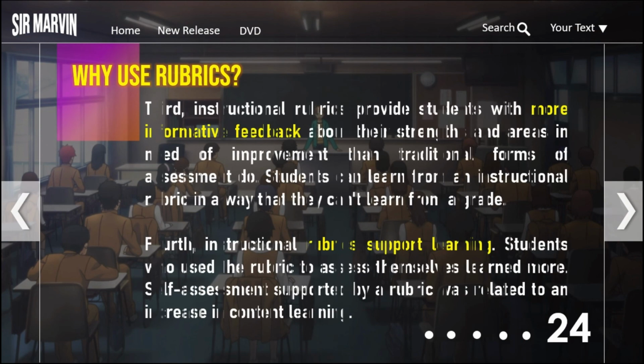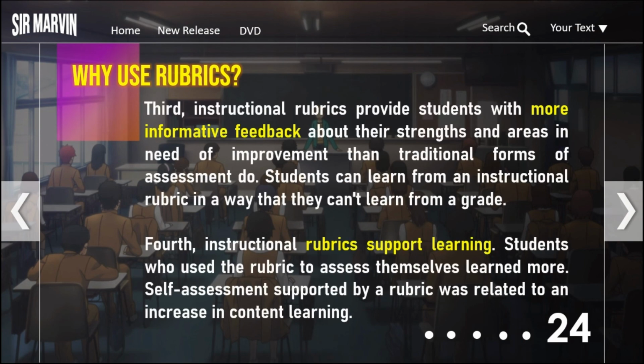Third, instructional rubrics provide students with more informative feedback about their strengths and areas in need of improvement than traditional forms of assessment do. Students can learn from an instructional rubric in a way that they can't learn from a grade. Okay, so yun nga, ang purpose naman talaga ng rubrics is to give informative feedback. Okay, ang kagandahan dito, pwede nilang ma-determine yung strengths and weaknesses nila. Unlike kasi sa traditional form of assessment na hindi makapagbigay ng feedback about strengths and weaknesses of students.